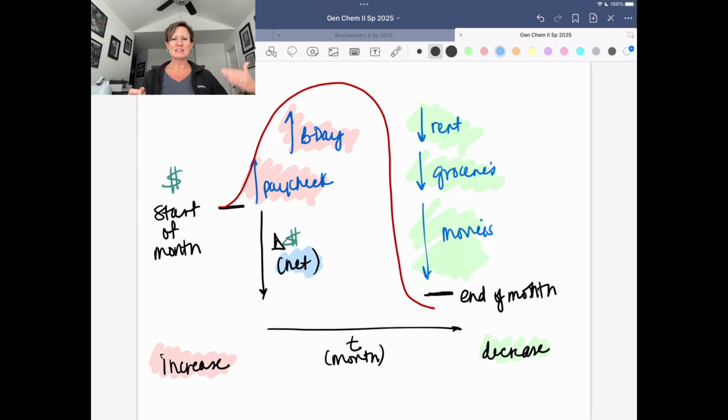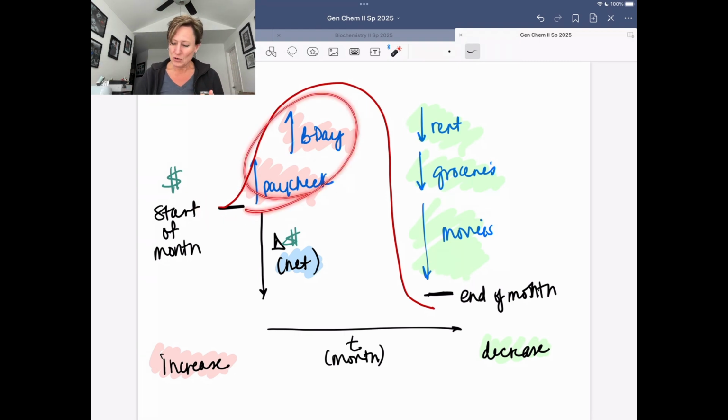And again, if you're just looking from the start of the month to the end of the month, the goal with your bank account is not that you have less money at the end of the month than you had at the start of the month, because if the same increases and decreases to your bank account happen in the next month, you're going to continually be decreasing your bank account.